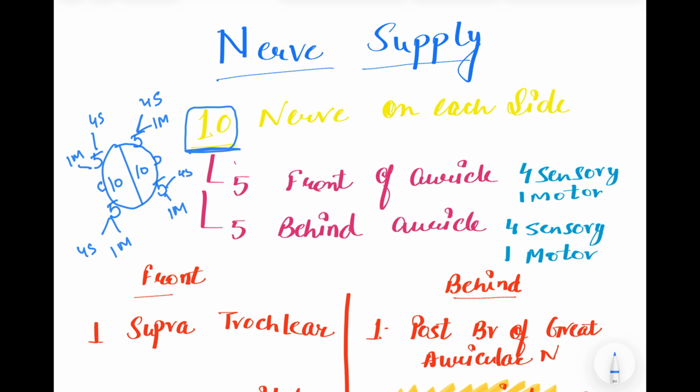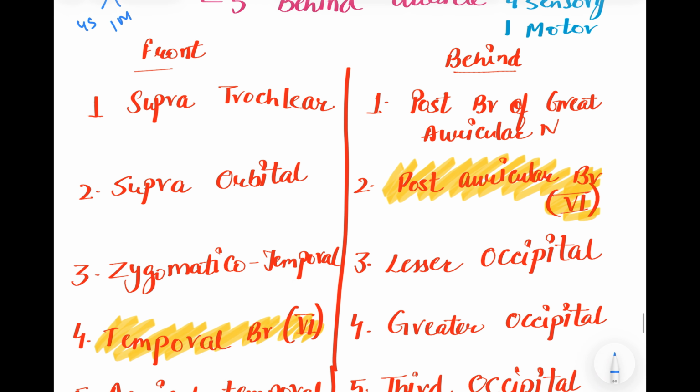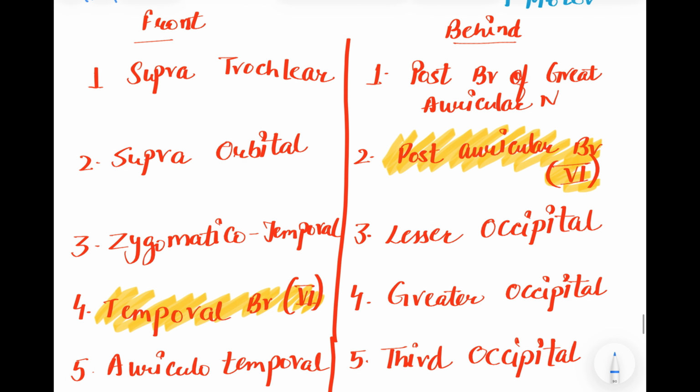So we'll be taking all the nerves one by one. So the names of the nerves are like this. On the front I am going to have the supratrochlear and supraorbital.